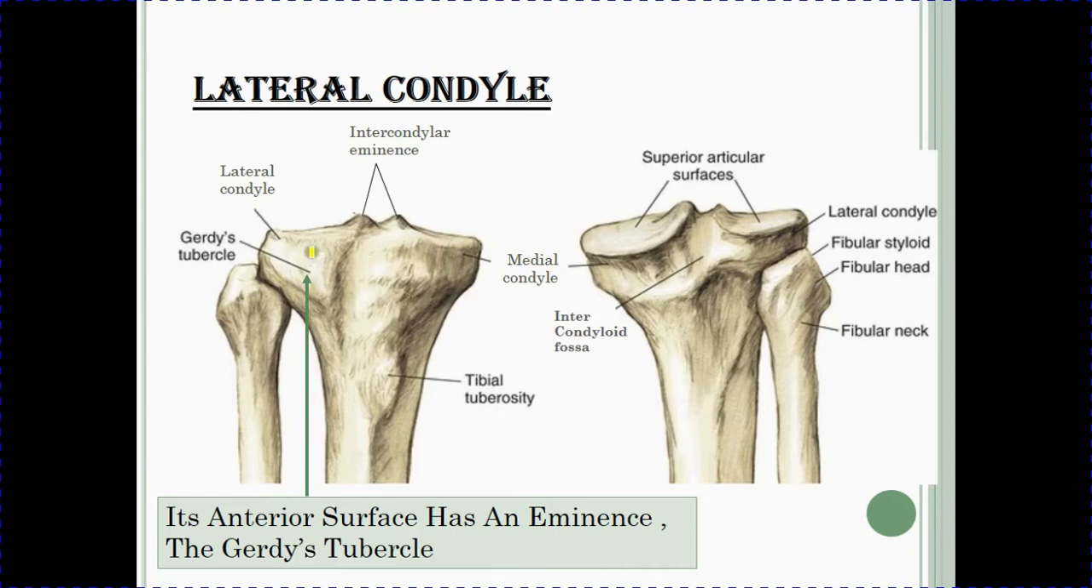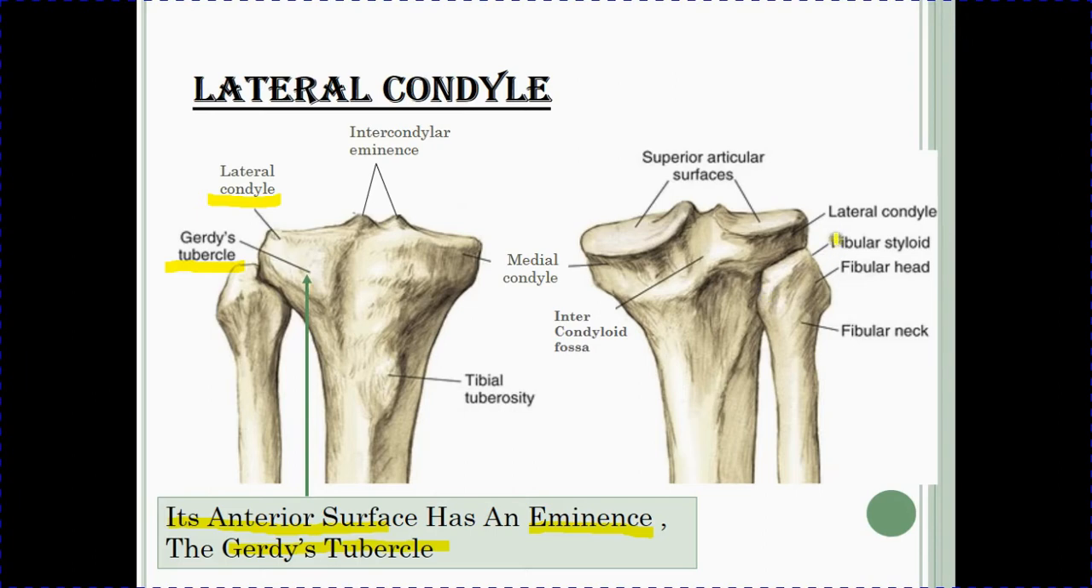This is the anterior view of the lateral condyle, and this is the posterior view of the lateral condyle. Now what you can appreciate in the anterior view is a slight elevation and eminence called Gerdy's tubercle. So the anterior surface of the lateral condyle has an eminence, and this eminence is called Gerdy's tubercle.